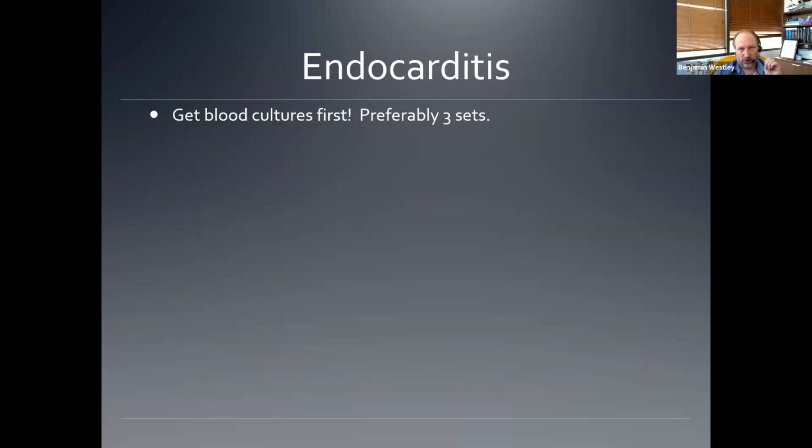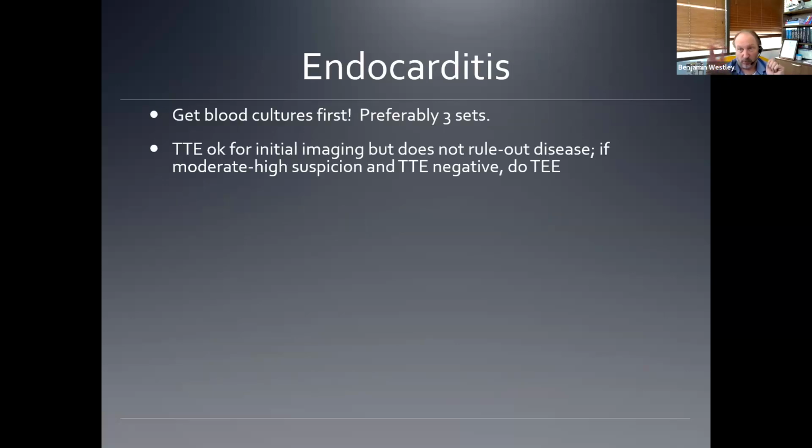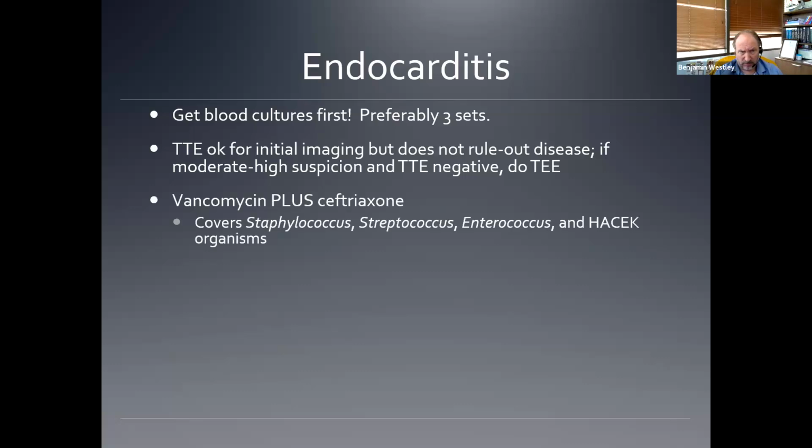Most important is to get the blood cultures first. Guidelines recommend 3 rather than 2 sets if we have high suspicion. And then the heart needs to be imaged, and a transthoracic echocardiogram on the surface will pick up some cases, but they will miss up to half of cases of endocarditis. And so a TEE, a transesophageal echocardiogram, is really the gold standard for imaging these. Once the blood cultures are obtained and there's high suspicion, then antibiotics with vancomycin and ceftriaxone are typically what's given. So this covers all the usual organisms we worry about.